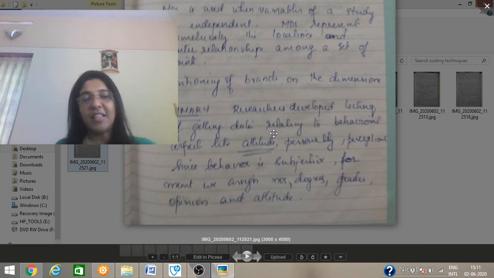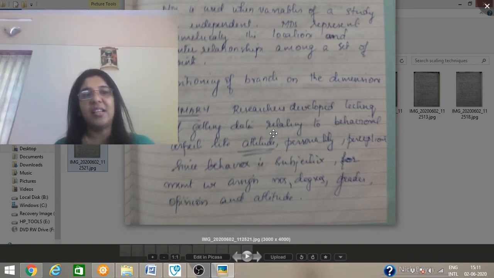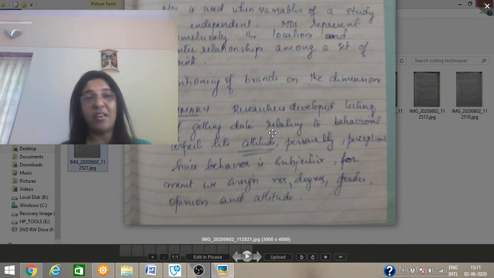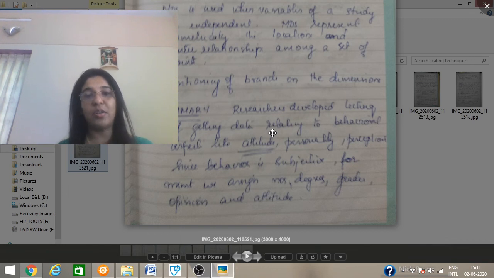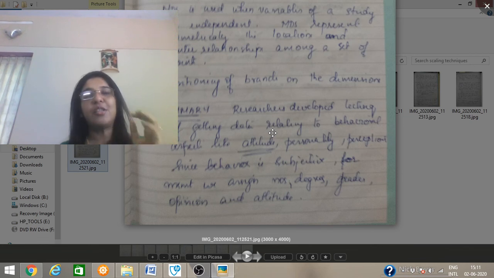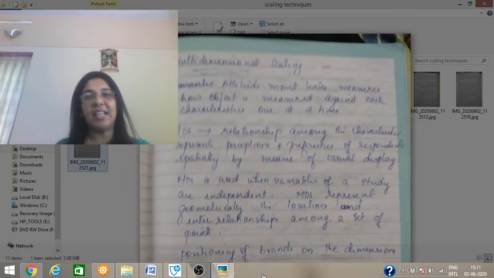And coming to the final summary of the techniques in scaling. Researchers develop these techniques to get data relating to behavioral aspects, especially when we speak about research, attitude, personality, perception. And since behavior is subjective, measurement is required. We need to convert the qualitative variables into quantitative values to measure them. So to make measurement easy, you require what are called scaling techniques.